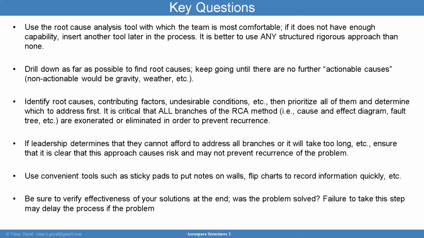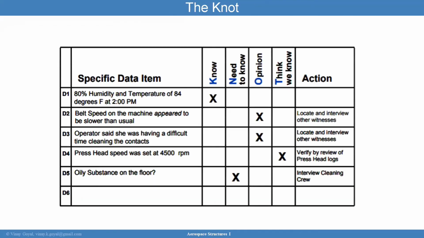You also want to use good sense, making sure that we are following the process. You also want to use the KNOT system. Basically, what you need to know, what needs to be known for sure. These are opinions. Maybe we need it, maybe not, and we think we know. These are very useful because they let you decide and prioritize what's important to pursue.